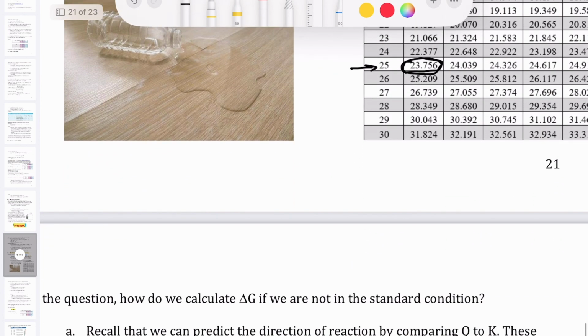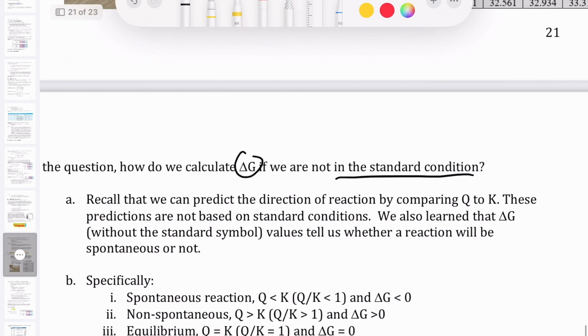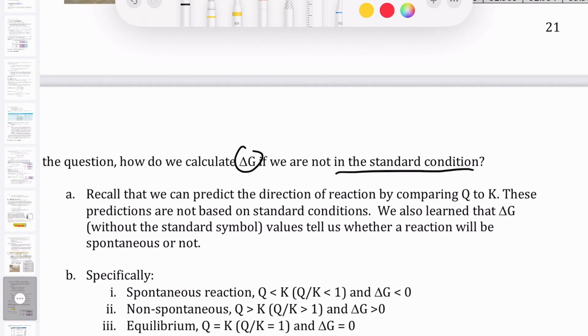So the question then becomes, how do we calculate delta G when we're not at standard condition? Can we do it? The answer is yes, we can, but we have to come up with an equation that would specifically allow us to calculate delta G under non-standard conditions.